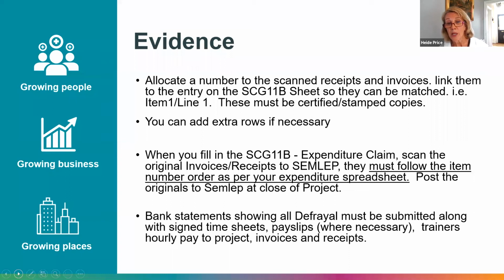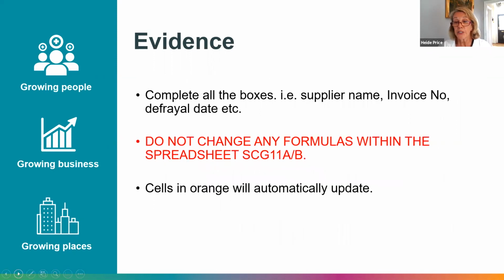The bank statements showing all the pay must be submitted along with the signed timesheets, any pay slips where necessary for staff, invoices for trainers, and the hourly pay to the project. It helps if we know what the staff are being paid per hour to just the specific SEMLEP project. Invoices and receipts. And as we said before, please don't change any formulas within the spreadsheet. If you have a problem, just give us a call. We're always here, and we'll try and sort it out for you if it does go a bit wrong.